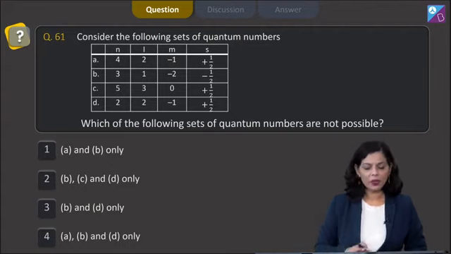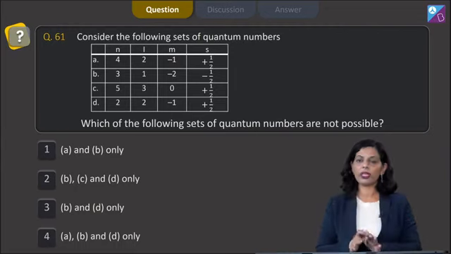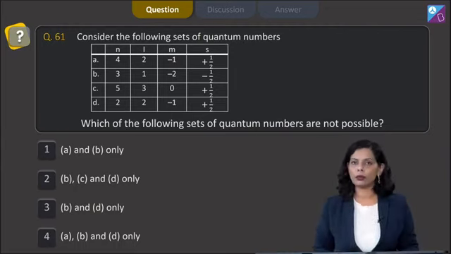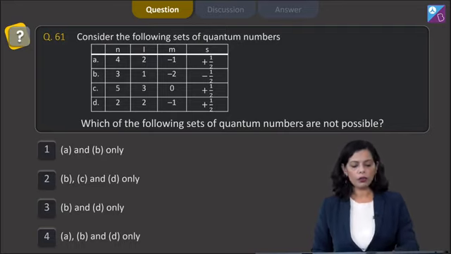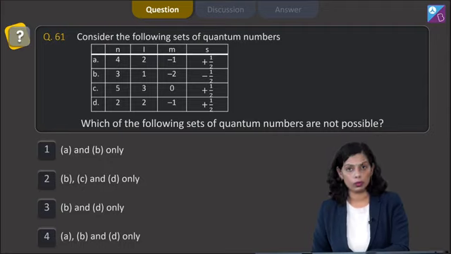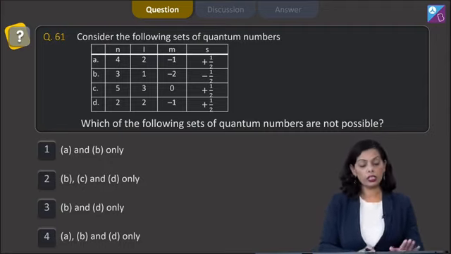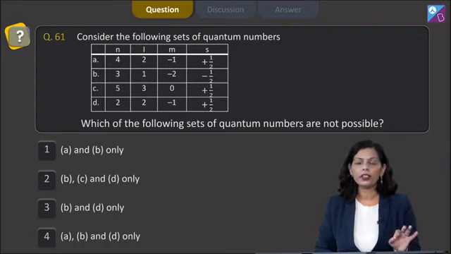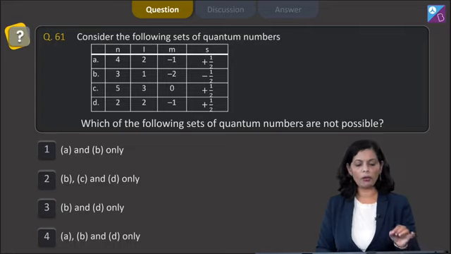Question number 61. This question says, consider the following sets of quantum numbers. We have a table given and 4 quantum numbers are given: n, l, m and s values. You have to choose which of the following sets of quantum numbers are not possible. Basically, you have to choose the option in which the given set is not valid, that cannot be followed. So we have to check one by one.